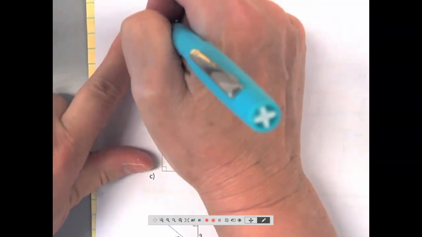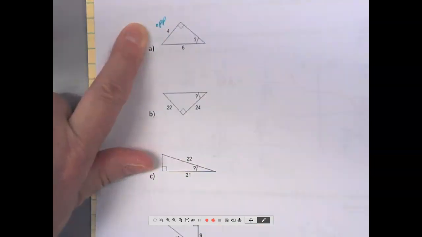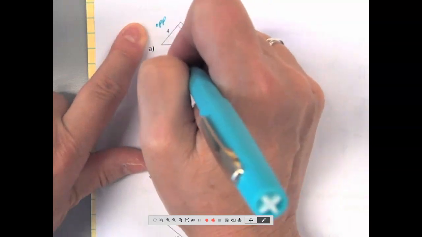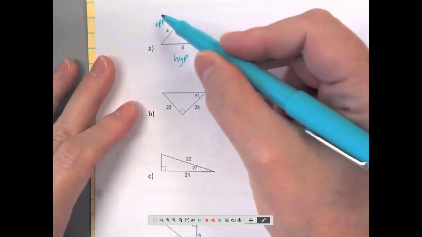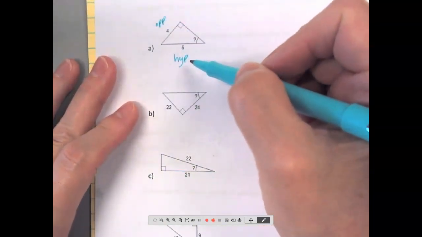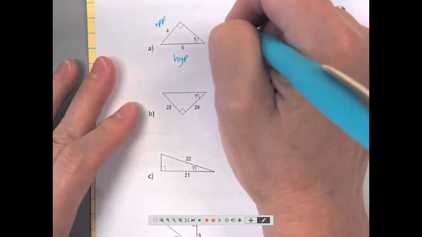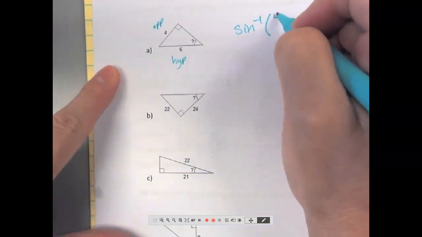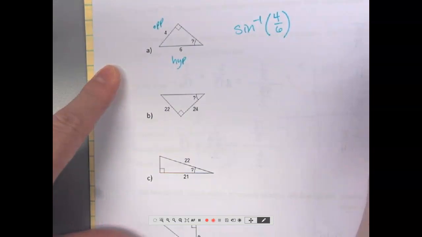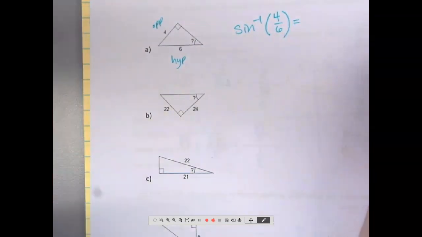Opposite. And this side of 6 is what? Hypotenuse. It throws us when that right angle's up at the top. Okay, so if I'm looking for theta, and I know opposite and hypotenuse, which trig function does that use? Sine. So I'm going to say sine inverse. There's an angle whose sine is 4 over 6. And if I type that in my calculator, it will tell me what the angle is that matches that.